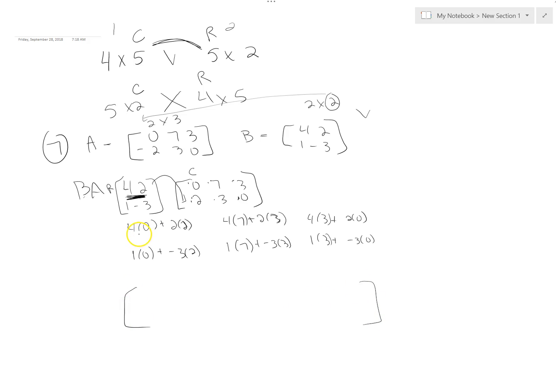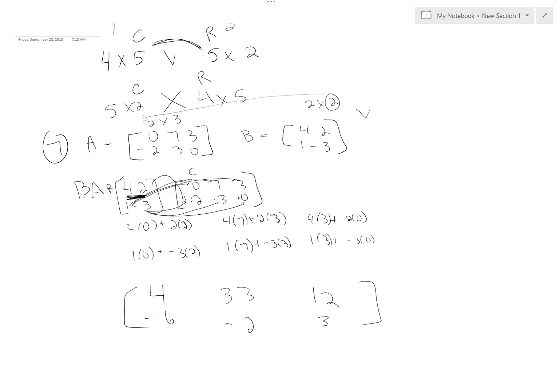So that's 0 plus 4 is 4. 28 plus 6 is 34. 12 plus 0 is 12. Negative 6, 7 plus negative 9 is negative 2. 3 plus 0 is 3. I think that's right. Y'all can double check me. So then we just simplify the math. So once again, this time I took the 1 times 0, negative 3 times 2, 1 times 7, negative 3 times 3, 1 times 3, negative 3 times 0. So that's how they correspond when it's time to multiply.